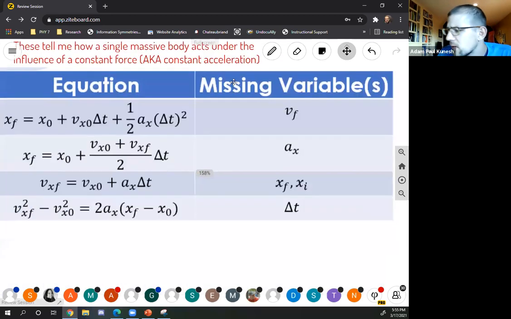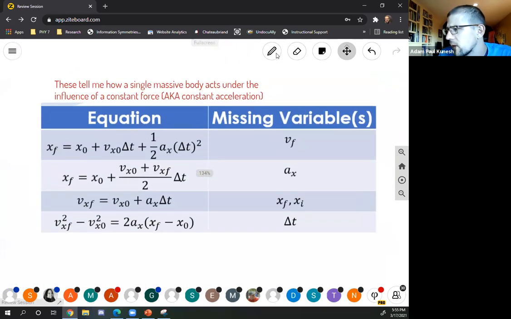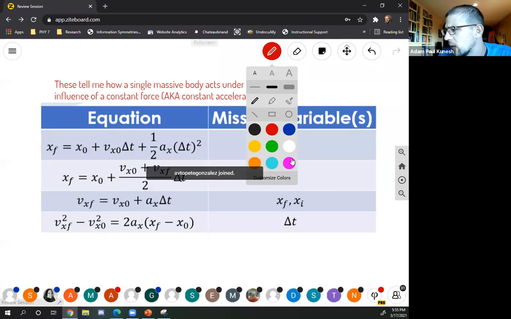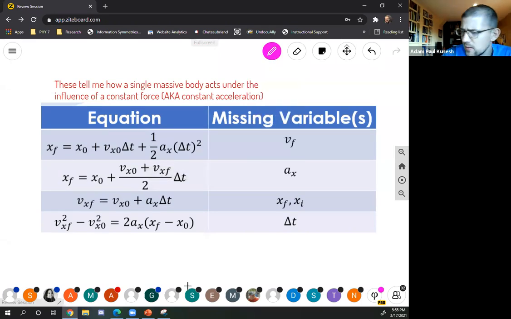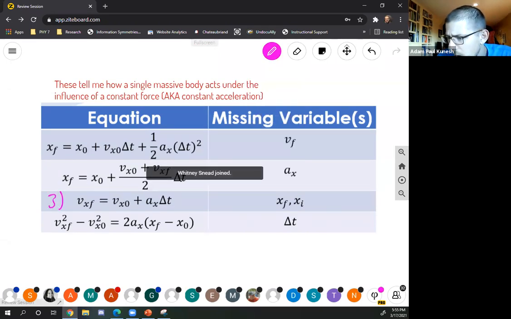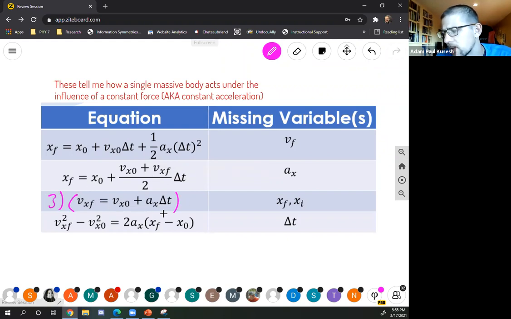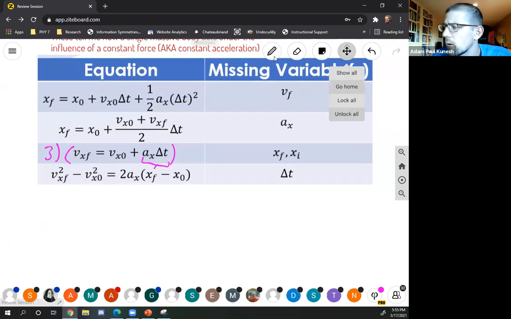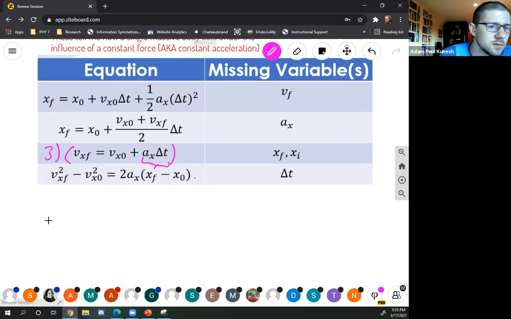The one that I think is easiest to talk about is velocity, but that's also because I like calculus, so it might not be the easiest for everybody, but I'll say it anyway, which is this third one. The third one just tells me how velocity changes for an object under constant acceleration. I multiply my acceleration by some change in time. That tells me how much my velocity has changed.